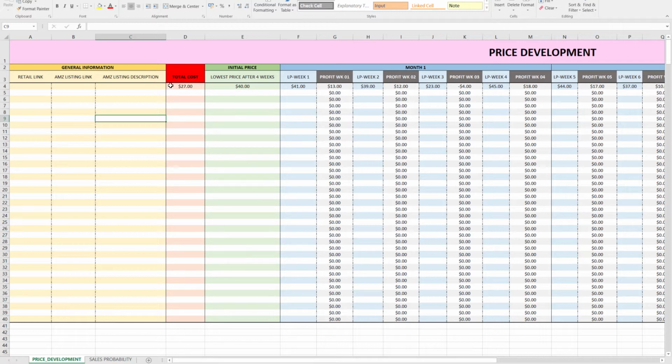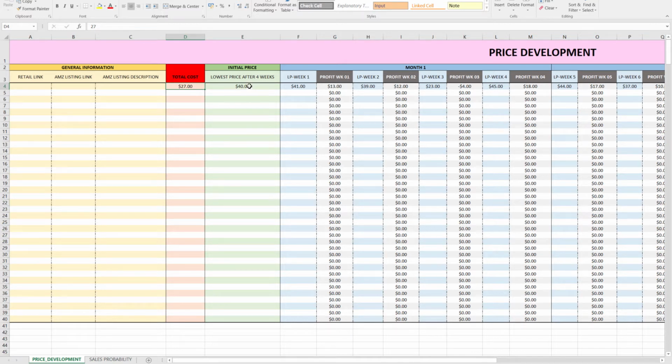Now, the red column here, total costs. Again, all these amounts are fictional, but it's just to check out all the formulas if they will work. But the total cost should include the purchasing costs, all the shipping costs, FBA fees, storage fees, prep center fees, right? Anything and everything that's connected to the purchase of this product.